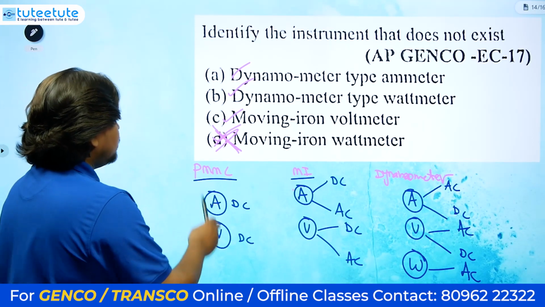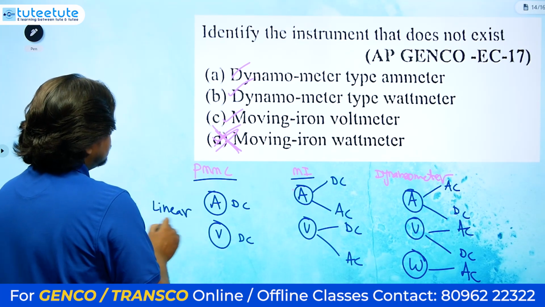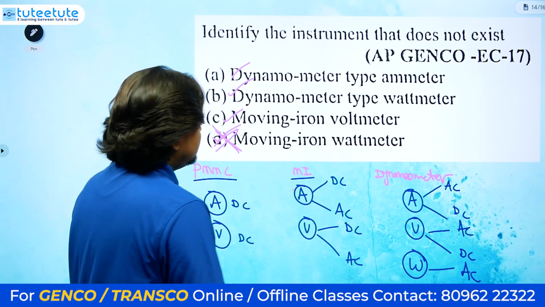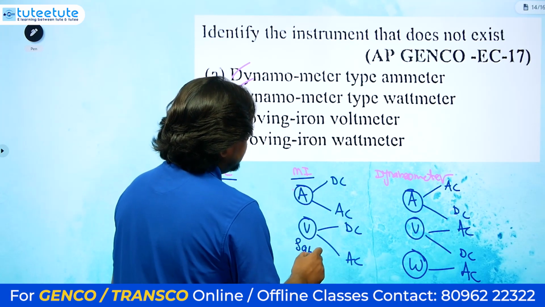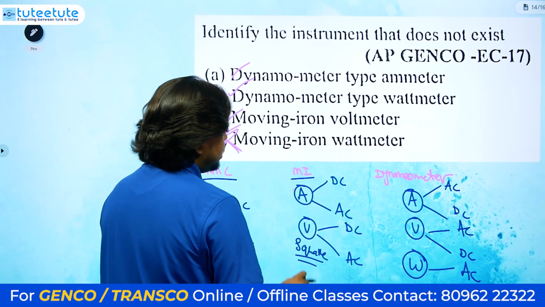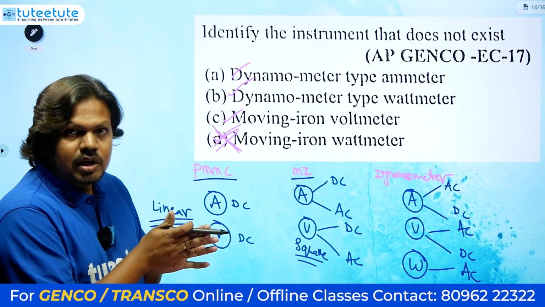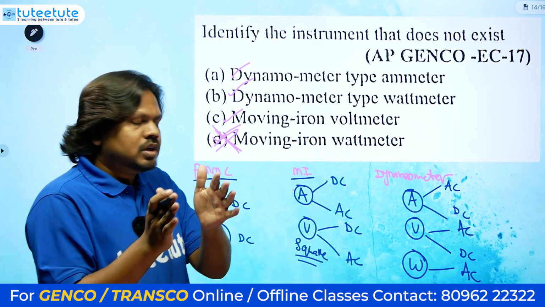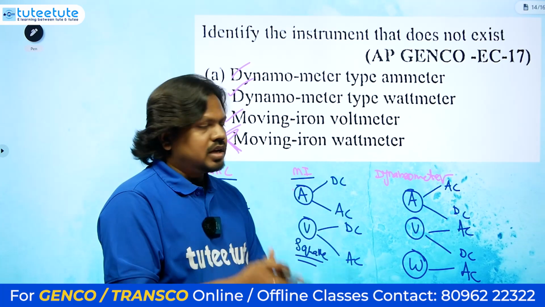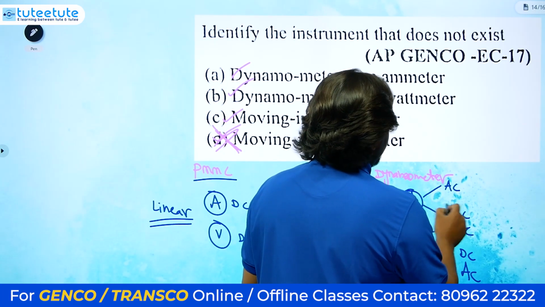So in the PMMC, how is the scale? The scale is linear. How is the moving iron type of instrument scale? It follows a square law. At the beginning of the scale it is a cramped scale. At the end of the scale, that means for the higher values, it will be an expanded scale.